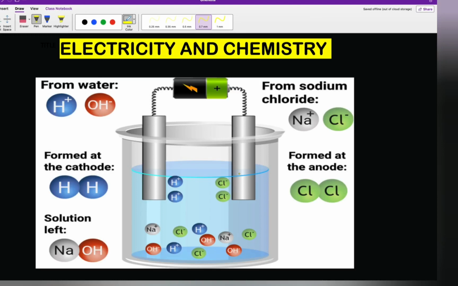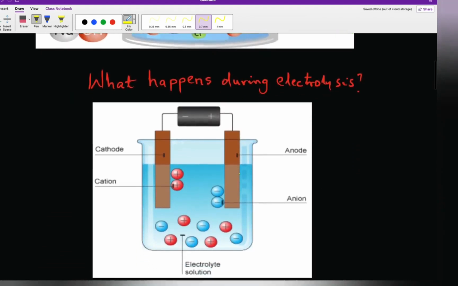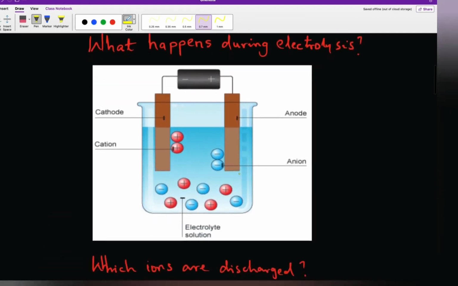But what happens during electrolysis? That is the most important thing. Take for instance this electrolytic cell. This is a cell. In this cell we have the electrodes. These are the electrodes.